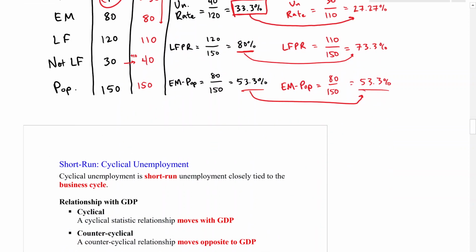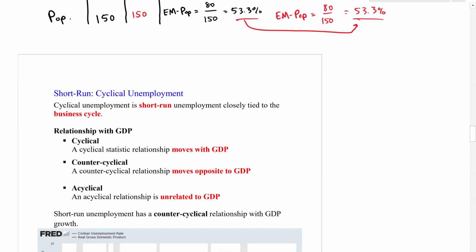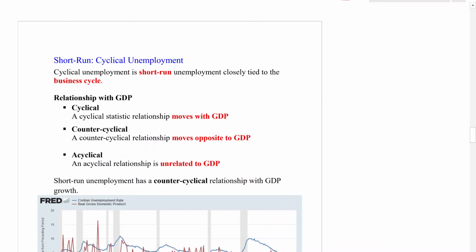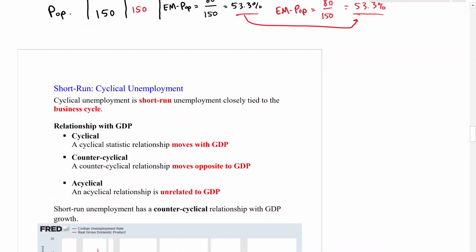In the next video, we're going to dive into thinking about, as we talked about in the first video, how unemployment has a relationship with GDP. It's a counter-cyclical relationship. So we'll look at cyclical unemployment, frictional unemployment, the natural rate of unemployment, and other things like that.